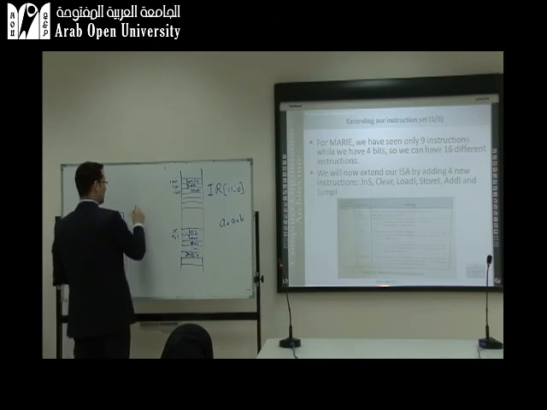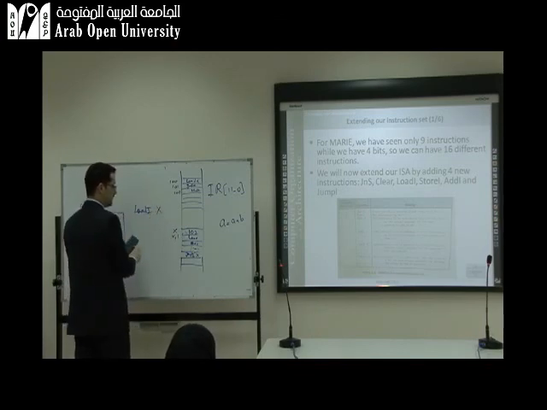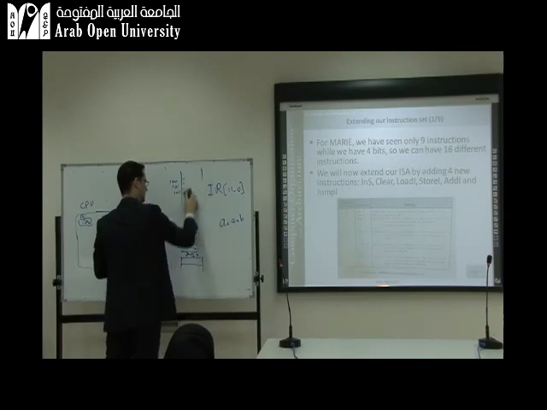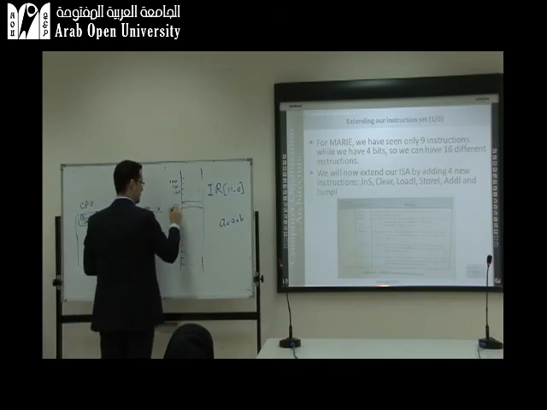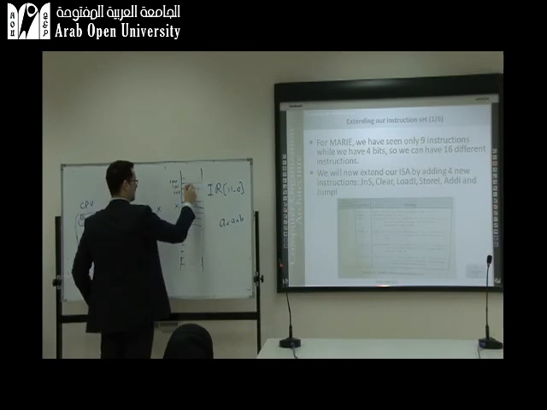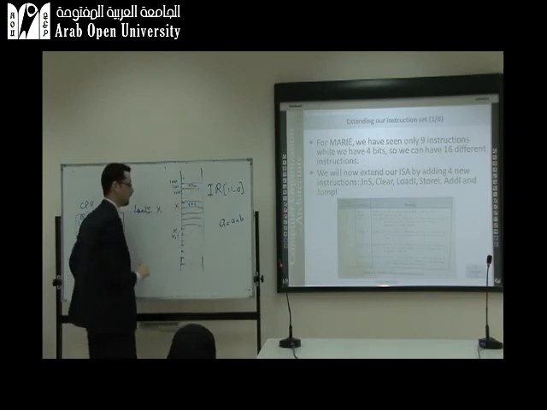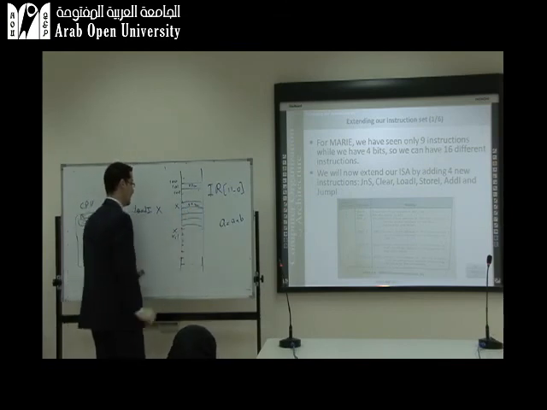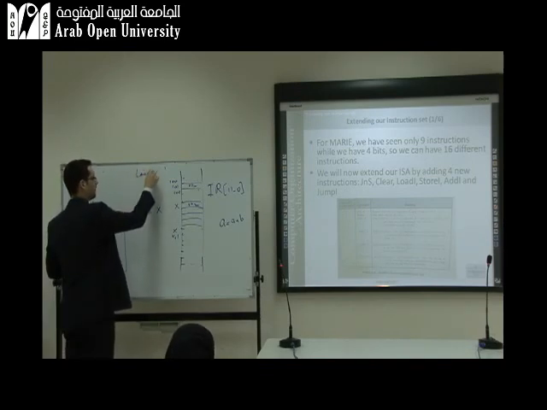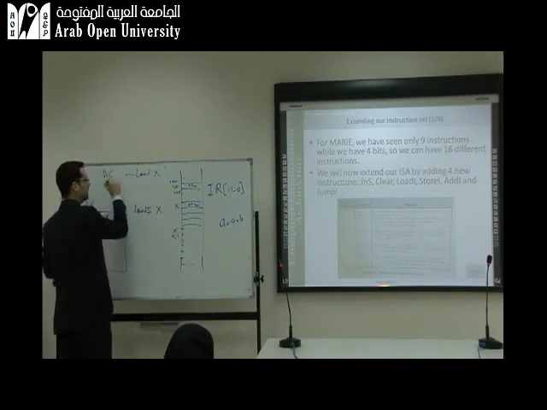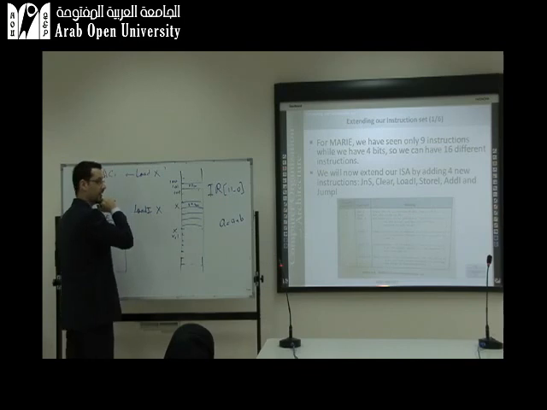So say load indirect X, and let's say this is X, which contains the value 101, and 101 contains the value 23. When I write load indirect X, I will start with load X to show you the difference. So load X, what we will have in the accumulator is the content of address X. So it's 101.